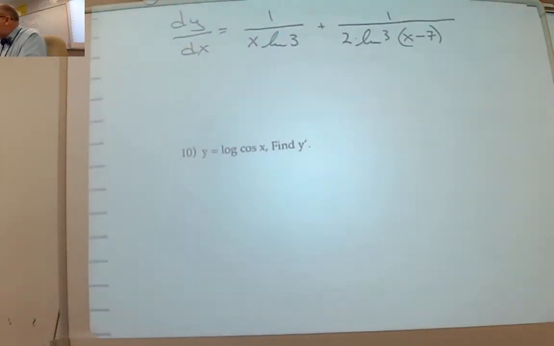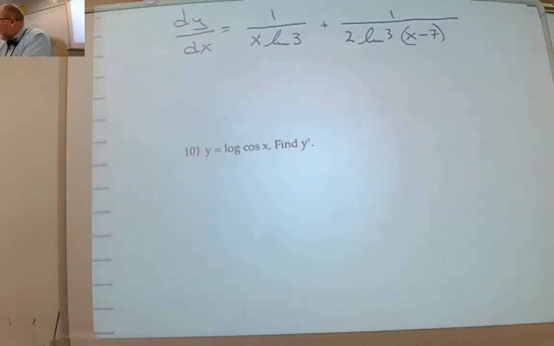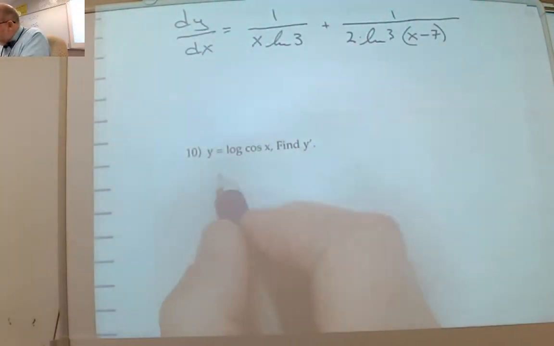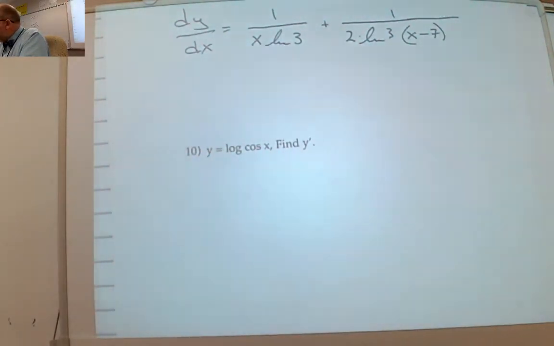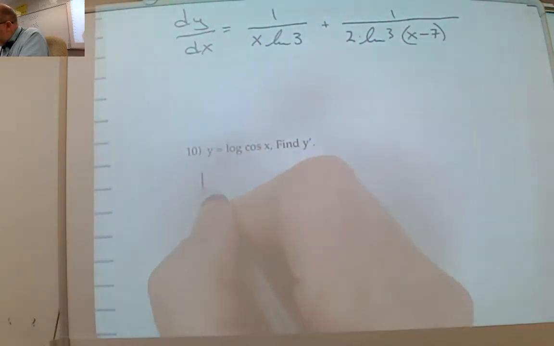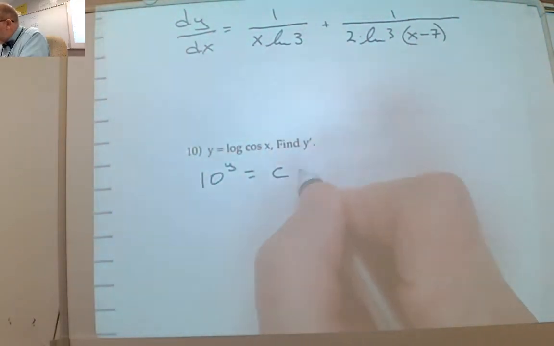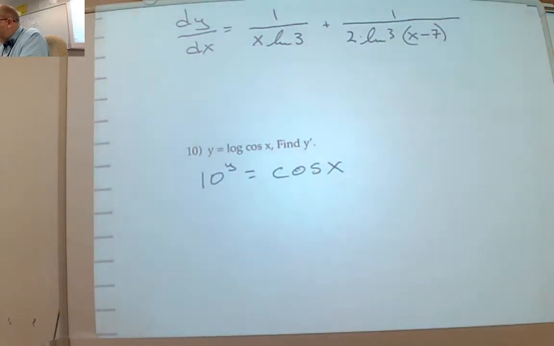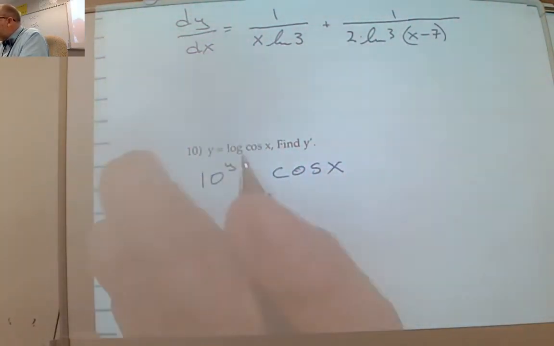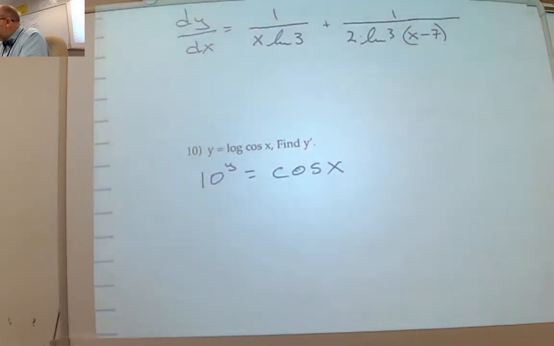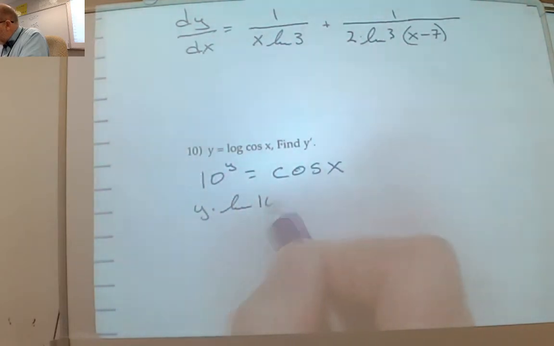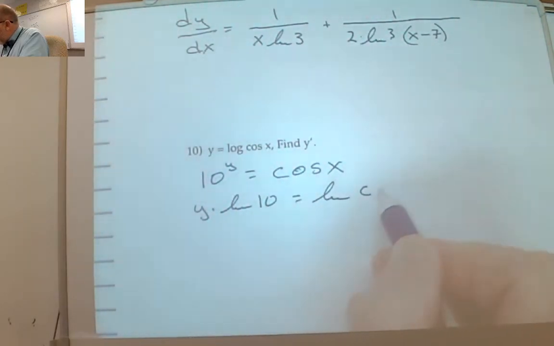Nevaeh, you got to figure it out already? Not super, no. Okay. You want me to rewrite anything? We could do 10 to the y equals cosine. Yeah, you can. And you can always do it this way. So what would your next step be? Take the natural log of both sides. Right, so you have y times the natural log of 10, and you have the natural log of the cosine of x, correct?